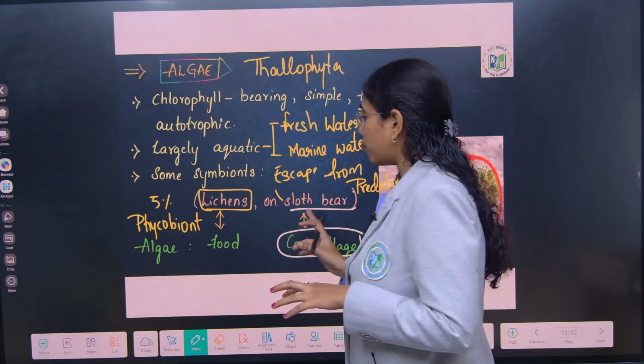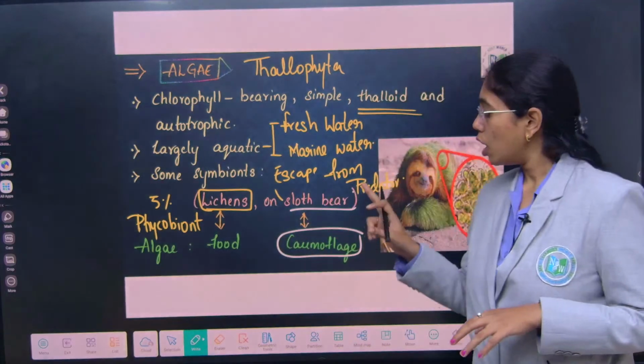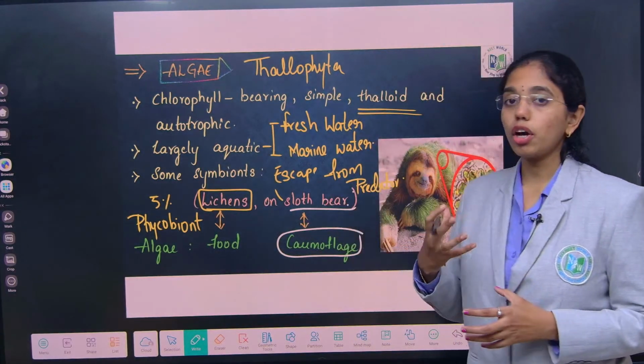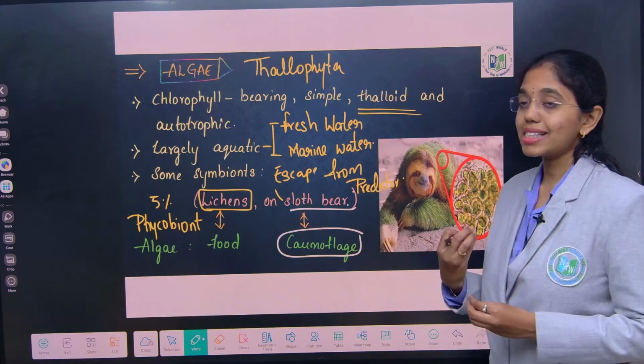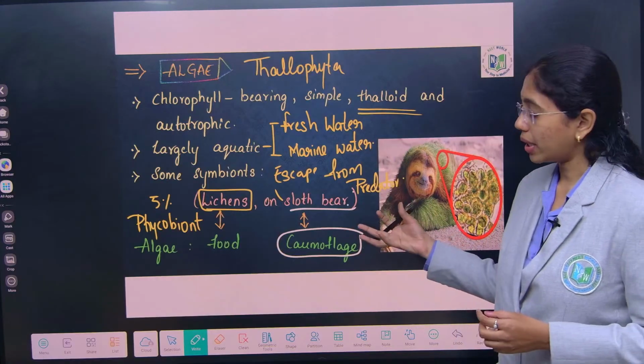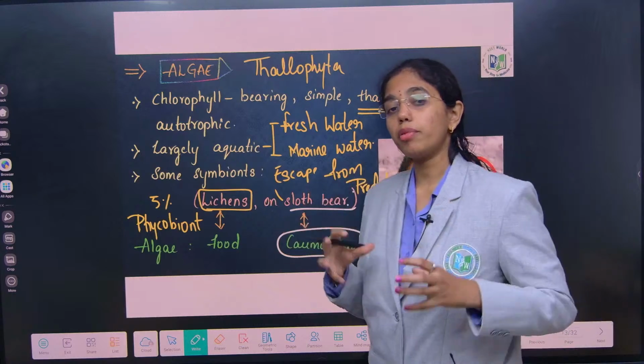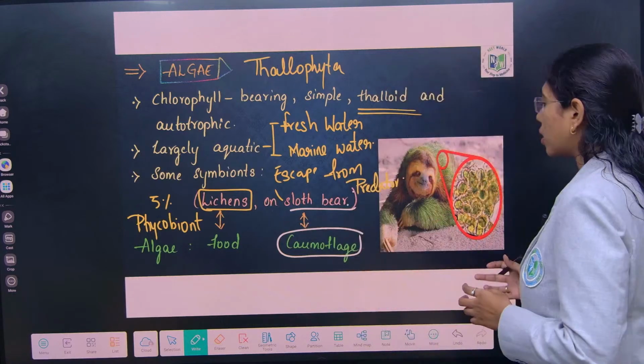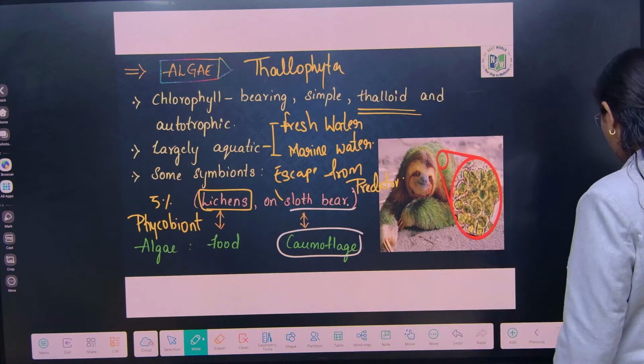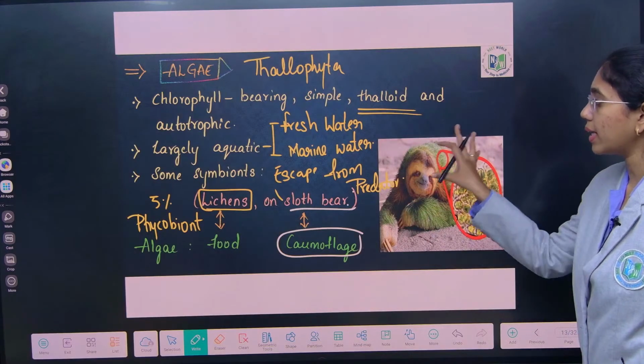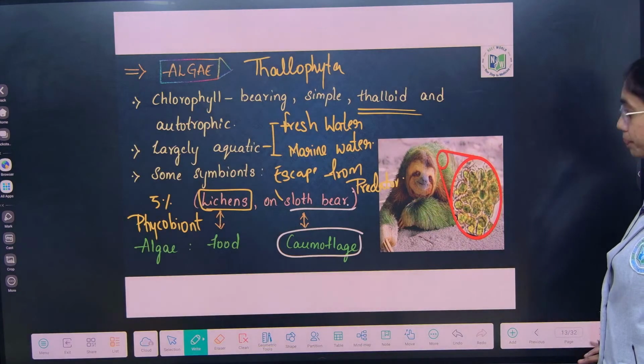In the symbiotic association, the sloth bear gets the effect of camouflage, where it can escape from predators. But then the sloth bear in turn provides what? Shelter to the algae. This is the image of the sloth bear over which the complete algae is present.